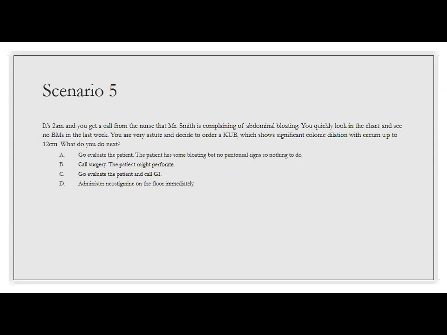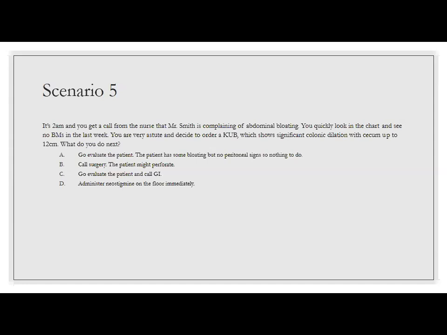And then the last one, it's 2 a.m. You get a call from the nurse that Mr. Smith is complaining of abdominal bloating. You quickly look at the chart and see no BMs in the last week. You're very astute and decide to order a KUB, which shows significant colonic dilation, and a cecum up to 12 centimeters. What do you do next?